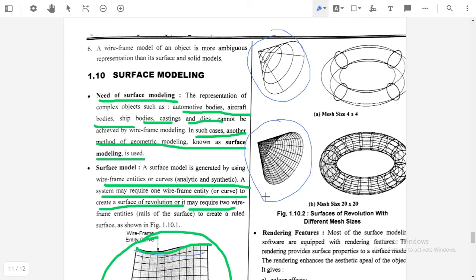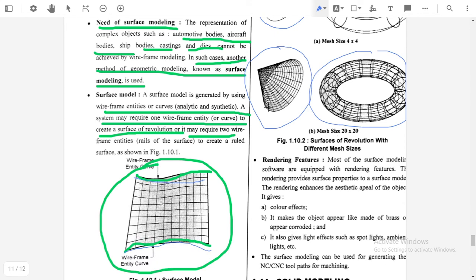We can easily visualize the object, or the visualization of the object gets better as the size of the mesh increases. Similarly, here is another one in this part also and in this part also. As the size of the meshing increases, the visualization gets better in the case of surface modeling. So this is the purpose of the meshing.